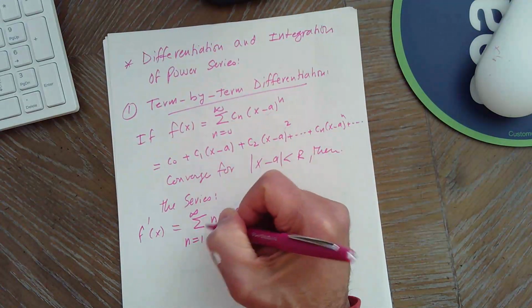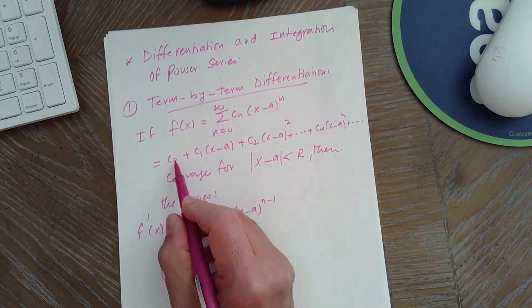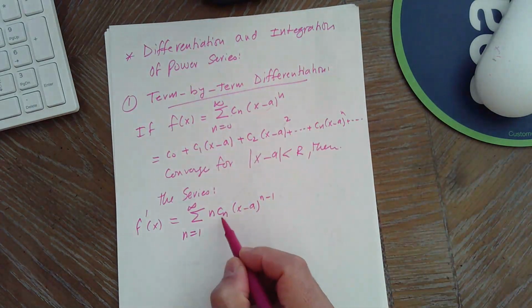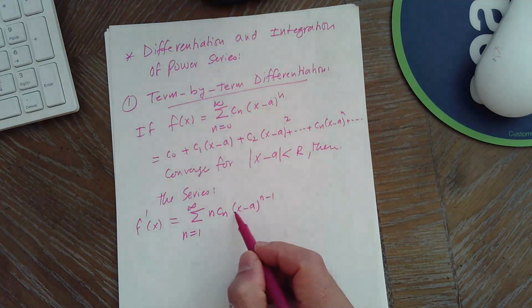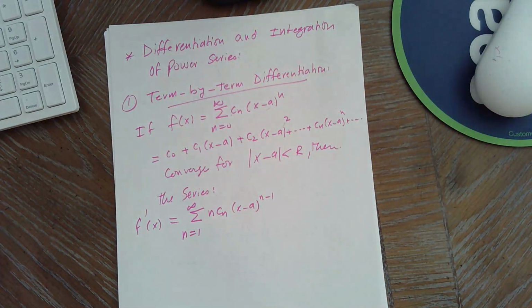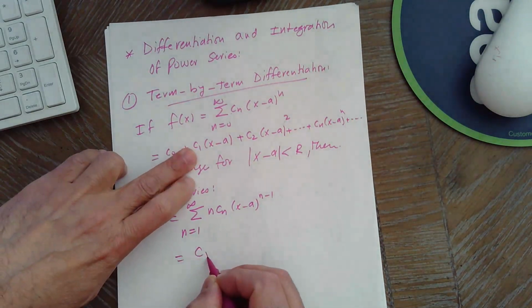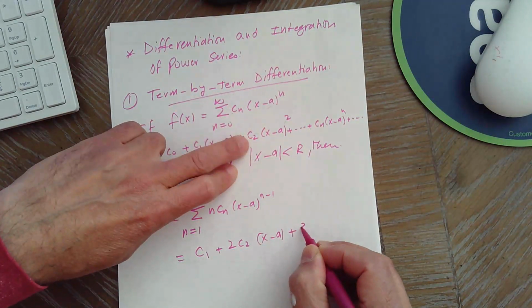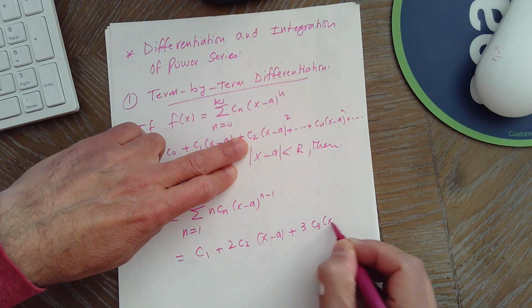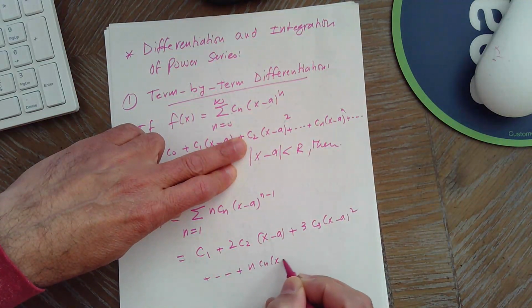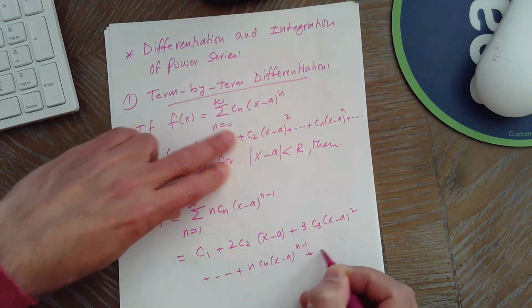Why does it start at n equals 1? Because remember, the first term is a constant, its derivative is 0. So if you put a 0 for n here, it's going to give you 0, and 0 times whatever is 0. That's why we start at 1. And this is going to be C1 plus 2C2 (x minus a) plus 3C3 (x minus a) squared plus n Cn (x minus a) to the n minus 1 and so on.